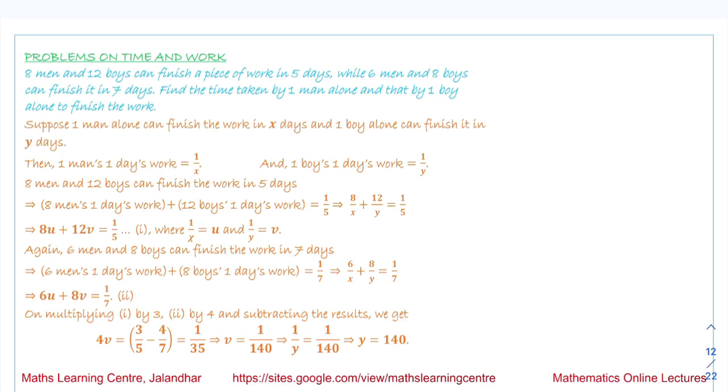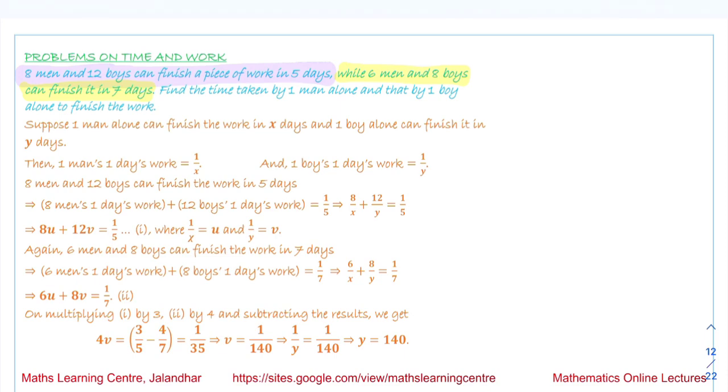So the first question we have is: 8 men and 12 boys can finish a piece of work in 5 days, while 6 men and 8 boys can finish the work in 7 days. Find the time taken by one man alone and that by one boy alone to finish the work.